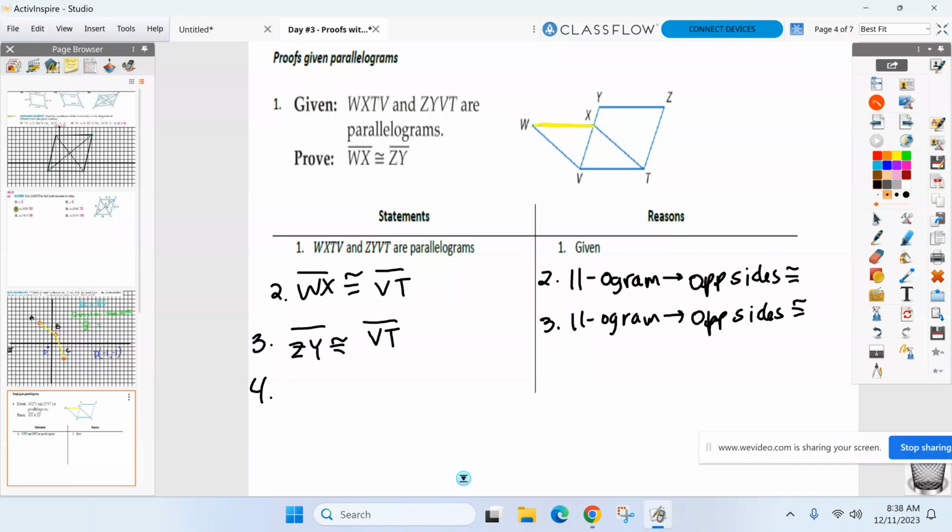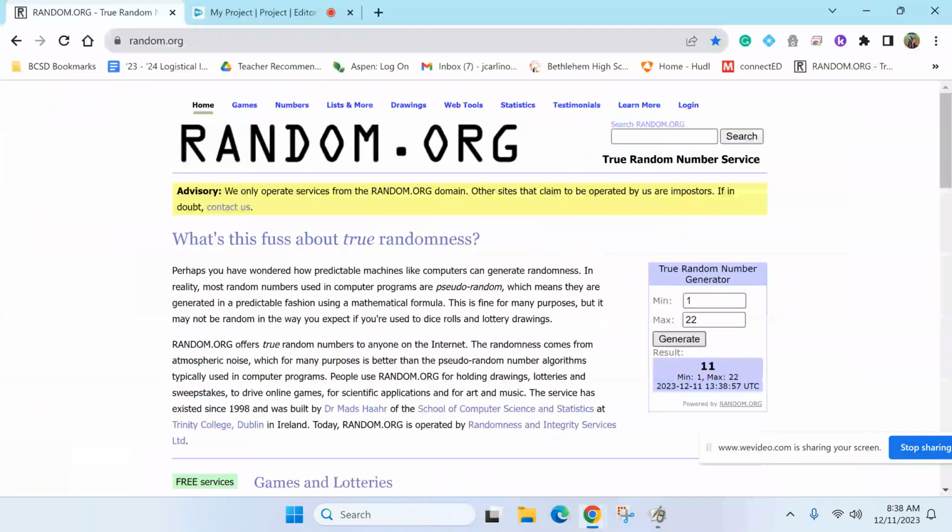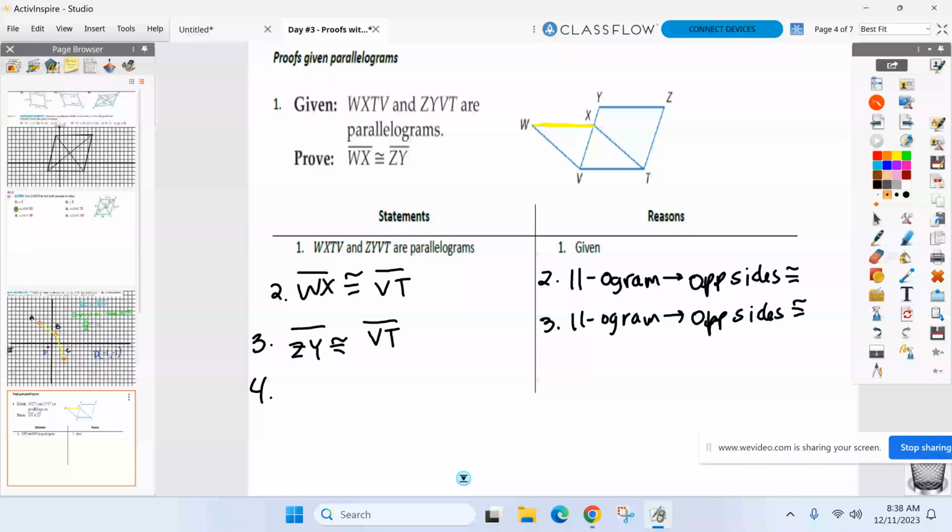How am I going to combine these two to get WX equal to ZY? Because it's not a parallelogram property. What are we using to combine them here, Micaiah? WX equals VT, ZY equals VT. So they equal each other because of? Substitution. Okay, substitution there. You can thank your boy there.